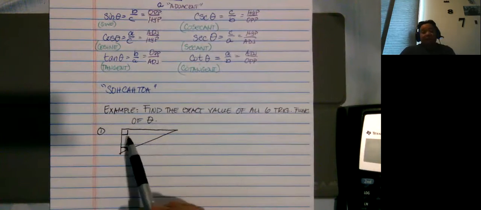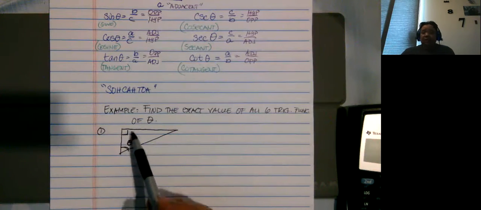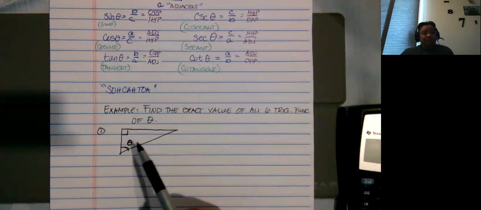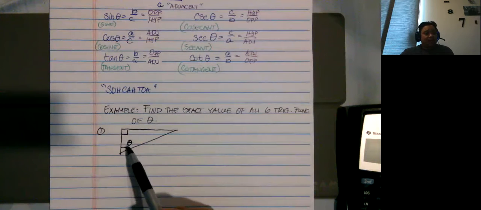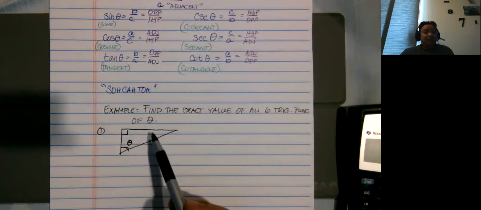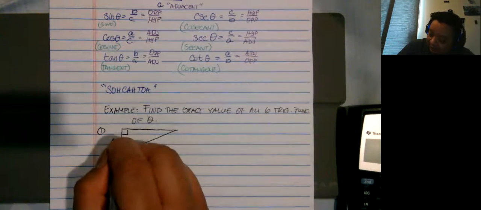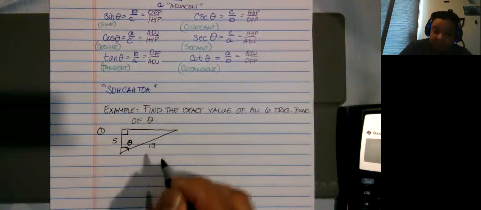So I always have to specify where the right angle is. You always have to specify where the angle theta is, right? So those are going to be given on the problem. They're going to tell you which one's theta, which was your right angle. And then they're probably going to either give you all three sides or they're only going to give you two of them. So for example, let's say this is 5 and this is 13.